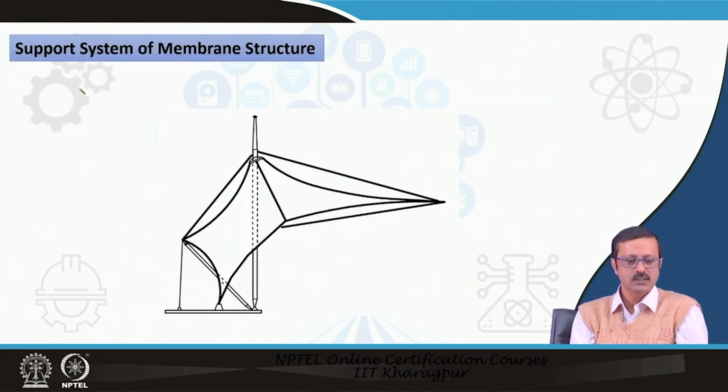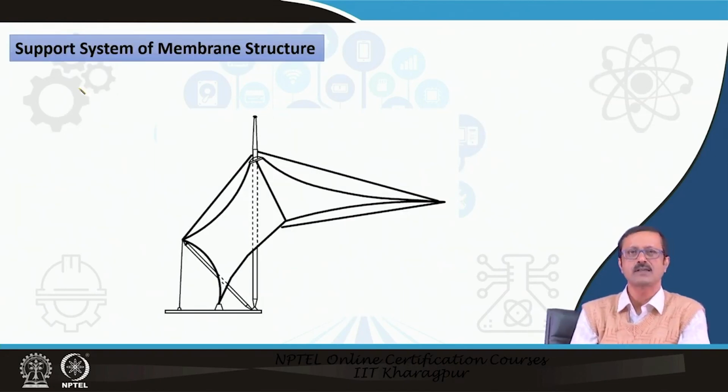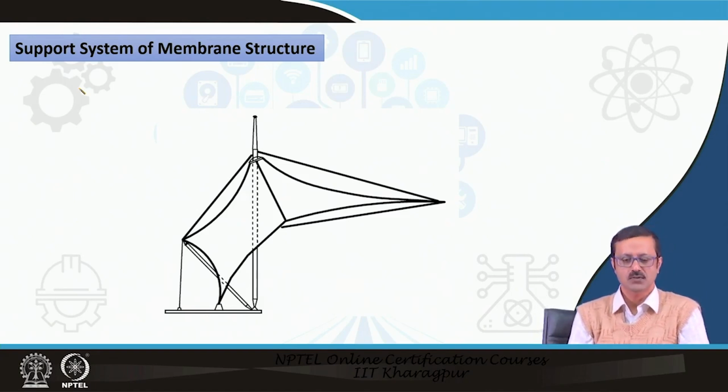So, let us now discuss some of the support systems of a membrane. Suppose this is a typical sketch of a tensile member. We require a lot of cables because those membranes cannot support themselves on their own. So, you require some cables, or sometimes you require some rigid truss members also. It is not always the cable.